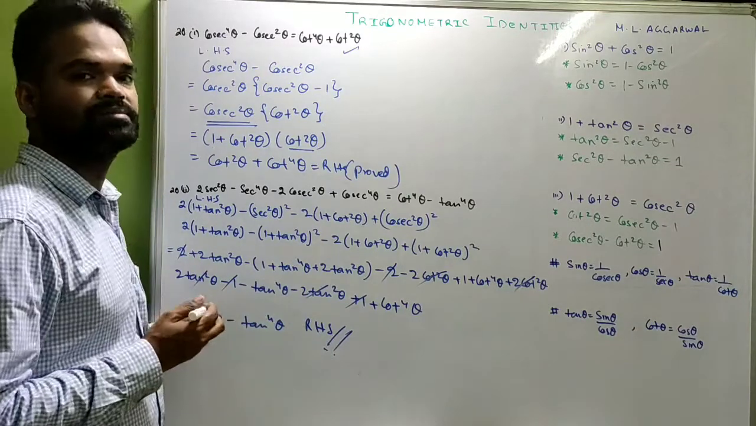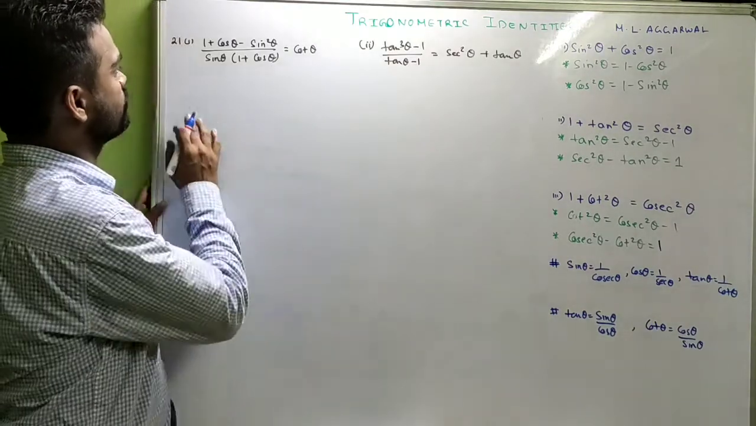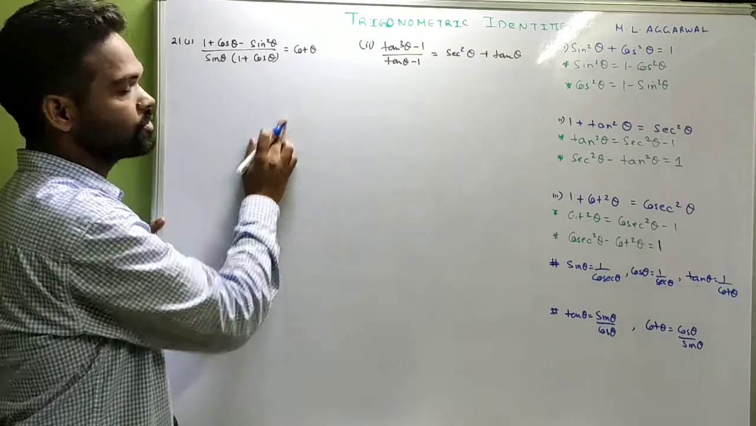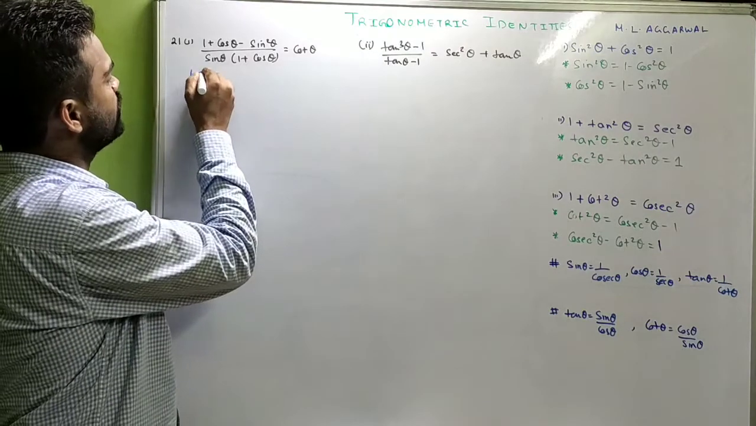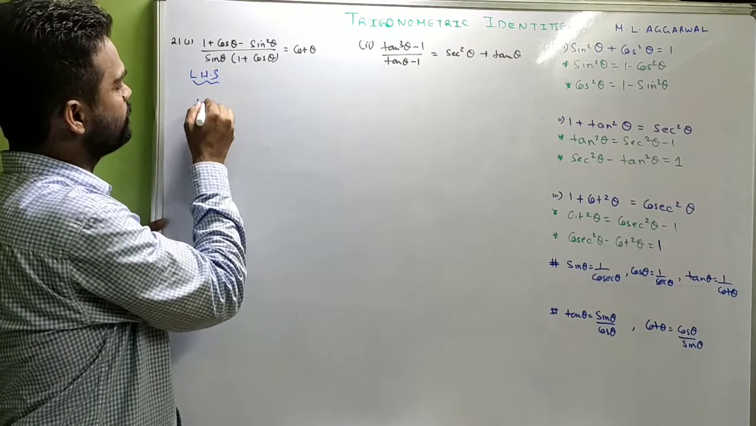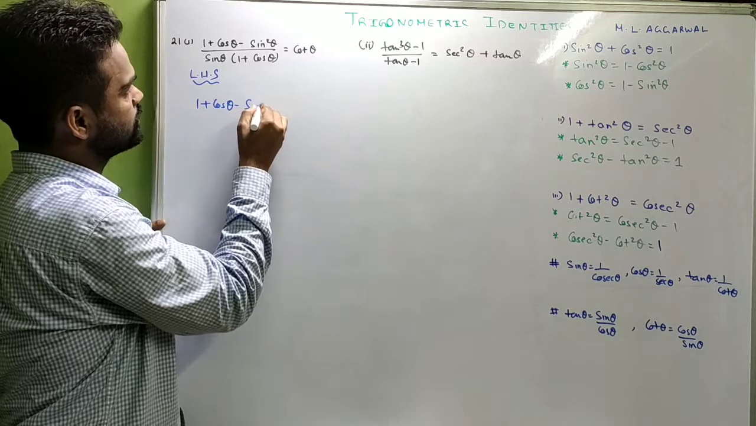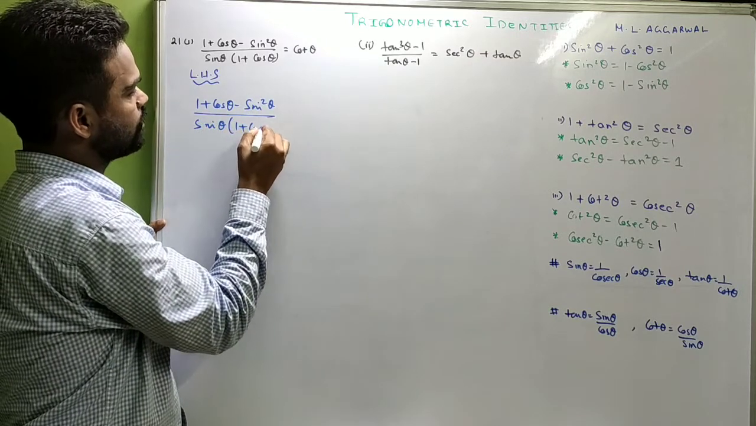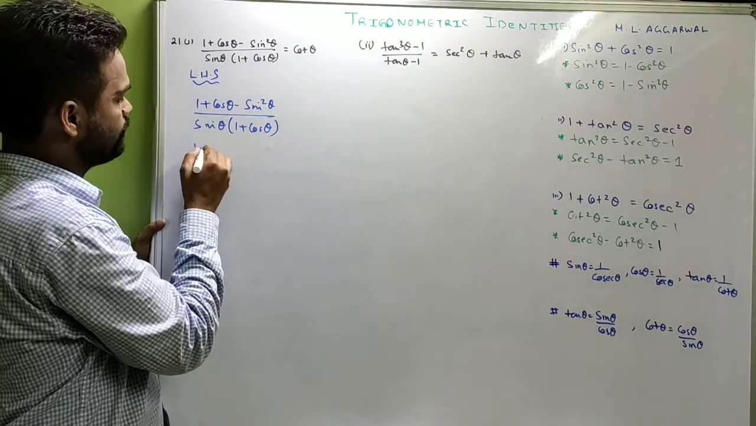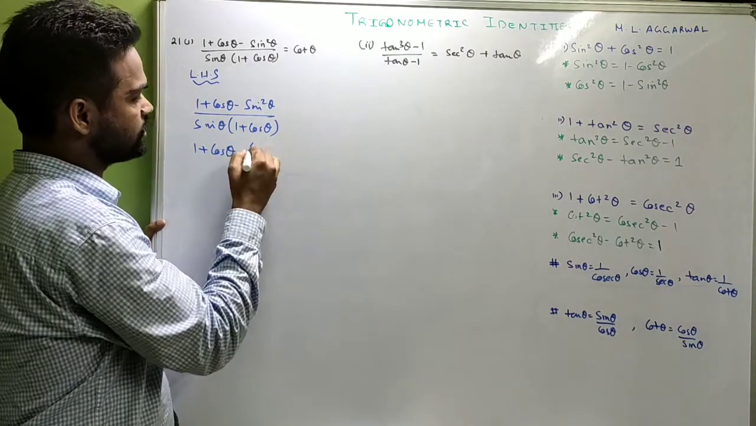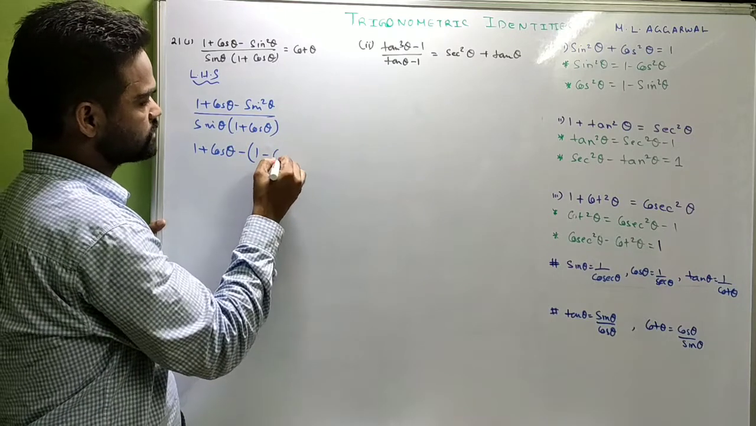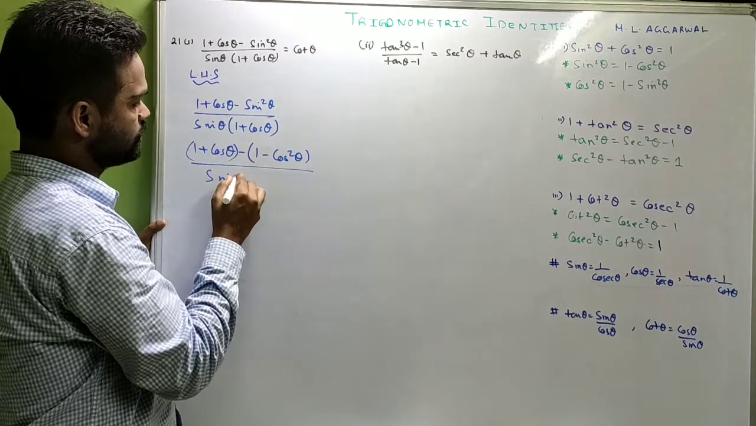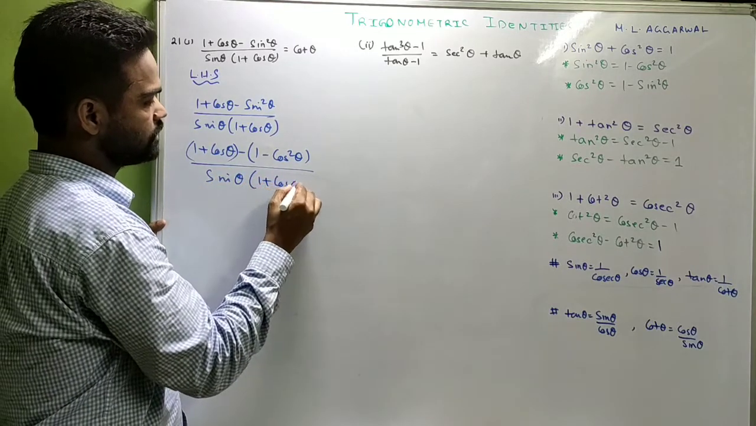Now let us look at the next sum. We look at 21 part 1. Very easy. Prove that 1 plus cos theta minus sine square theta by sine theta into 1 plus cos theta equals cot theta. Look, I'll take the left hand side: 1 plus cos theta minus sine square theta by sine theta into 1 plus cos theta. Now, sin square theta, can I write it as 1 minus cos square theta? Can I write like this? Isn't it? In the denominator, sin theta into 1 plus cos theta.